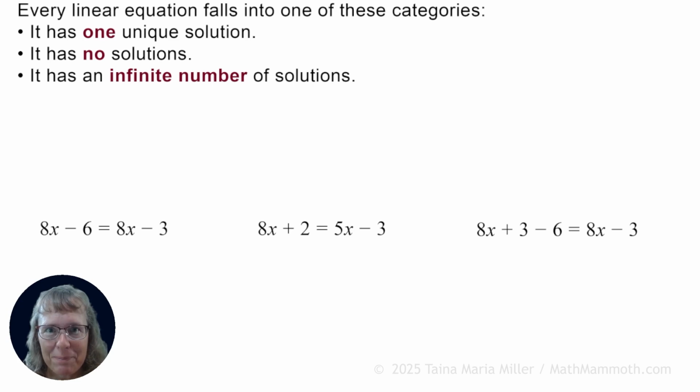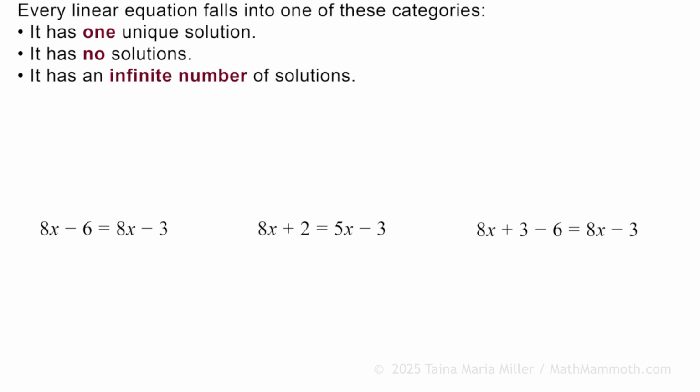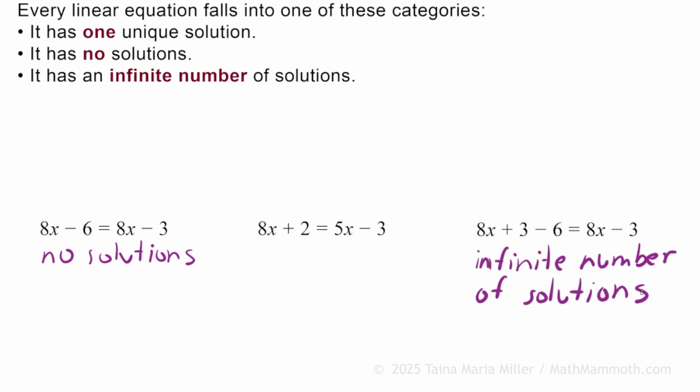Now let's look at these equations and try to determine which classification they fall into without actually solving them. These all are a little bit similar because they have 8x here on both sides, or at least on one side. So here's 8x, 8x. I could subtract 8x from both sides and be left with minus 6 equals minus 3. That's a false equation, so no solutions. Here is 8x and 5x on the other side then. And in the last one we have 8x on both sides. So once again, if I subtracted 8x, those would disappear. And I would be left with minus 3 equals minus 3. So this one has infinite number of solutions.